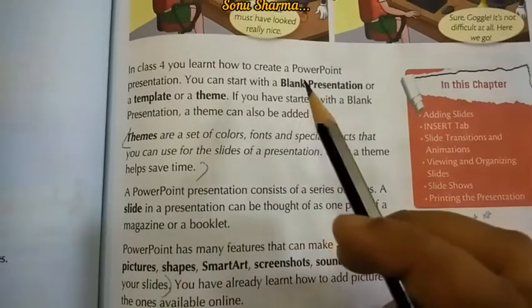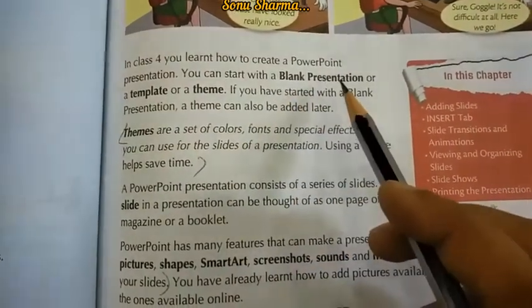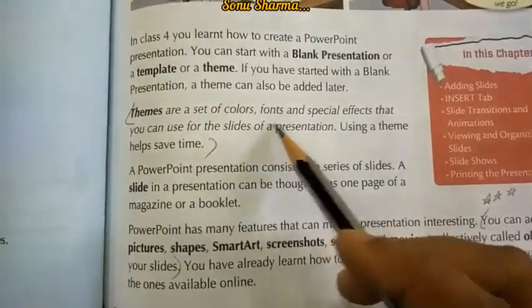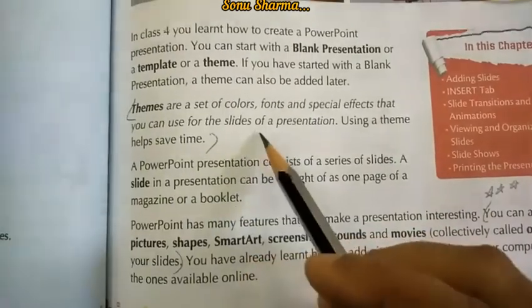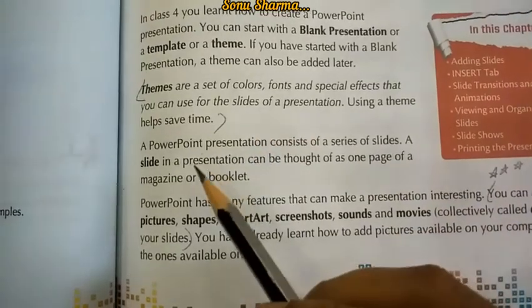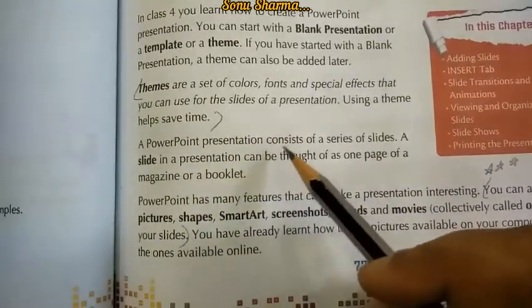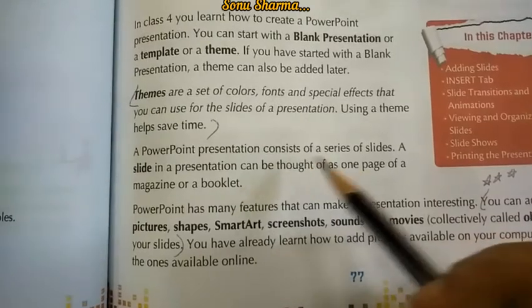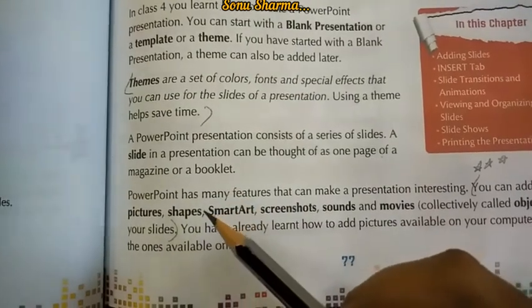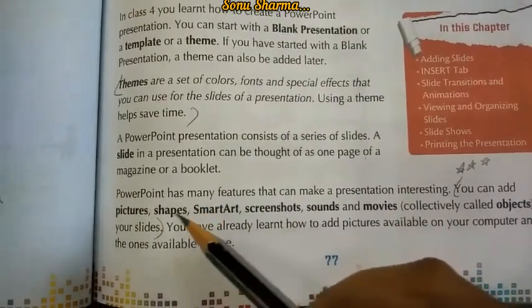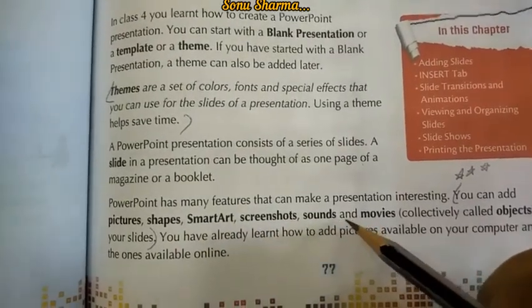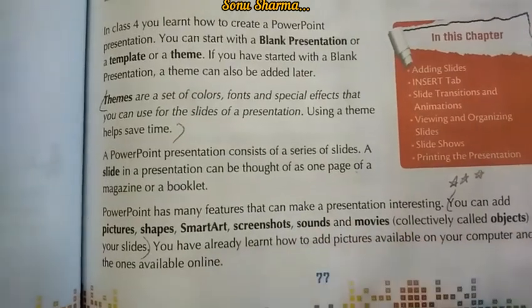To make a presentation, you will always start with a blank presentation, or a template or a theme. A theme is a set of colors, fonts and special effects that you can use for the slides of a presentation. And when you make a presentation, the pages are called slides. A slide in a presentation is like one page of a magazine or booklet. In a presentation you can add pictures, shapes, smart art, screenshots, sounds and movies. You will learn all of this in this chapter.